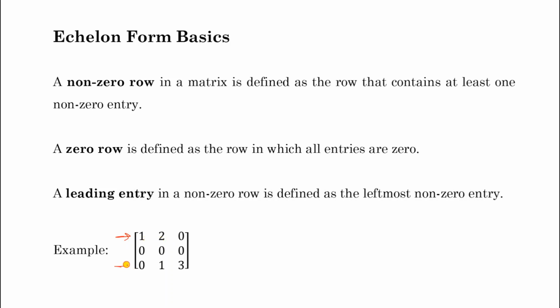Similarly, this row is a non-zero row. A zero row is defined as the row in which all entries are zero. So the second row is completely zero. That's why we can say it is a zero row. A leading entry in a non-zero row is defined as the leftmost non-zero entry. This one is the leading entry of row 1 and this one is the leading entry of row 3.